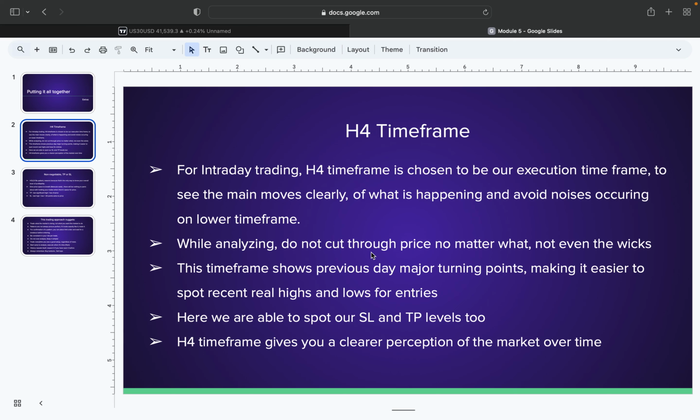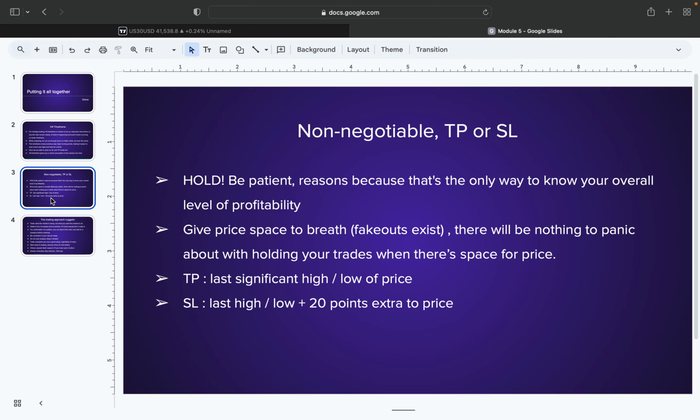It makes it easier for you to understand the market over time. With this strategy, compared to others, in the long run you'd understand it better with the H4, the daily, and the weekly. Now let's go over to the next slide and see what is over there. So, non-negotiable, the TP or SL.